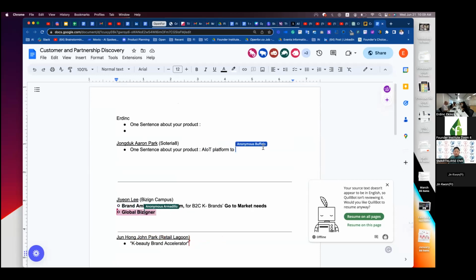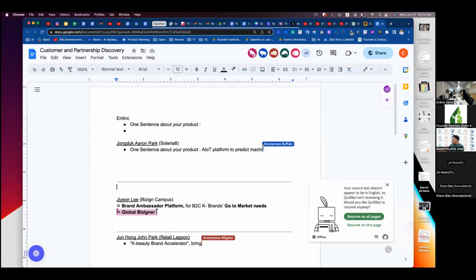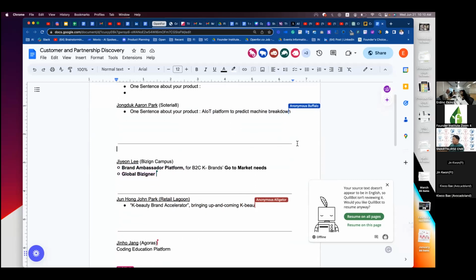It's a go-to-market expansion tool, right? Oh no. It changed to a brand ambassador platform. Yeah, a brand ambassador platform for B2C brands to go to market. Yeah, okay, good. Yeah, nice. Perfect.